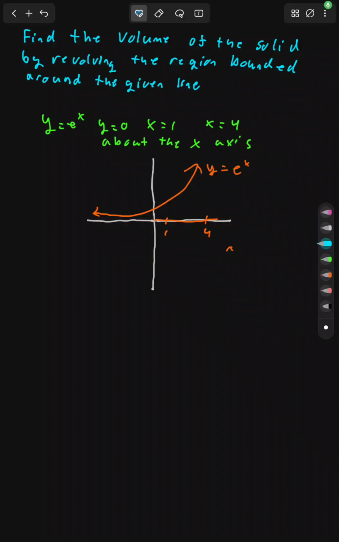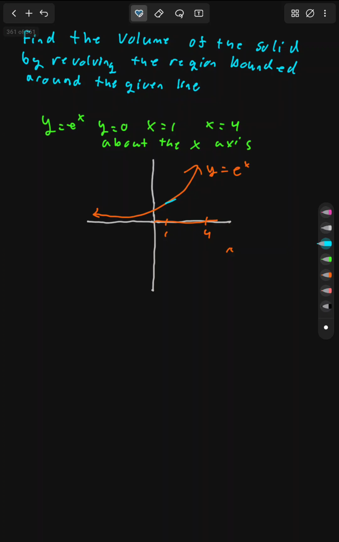So here we want to find the volume of a solid by revolving the region bounded by the given lines. To start out, we are given the functions y equals e to the x, y equals 0, x equals 1, and x equals 4. And these are our bounds for the region.